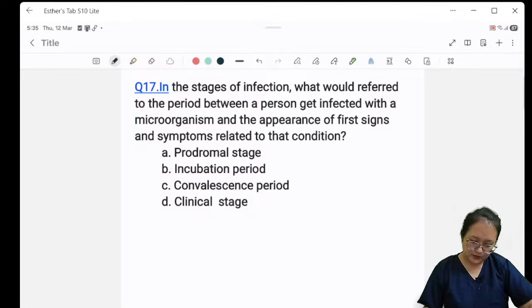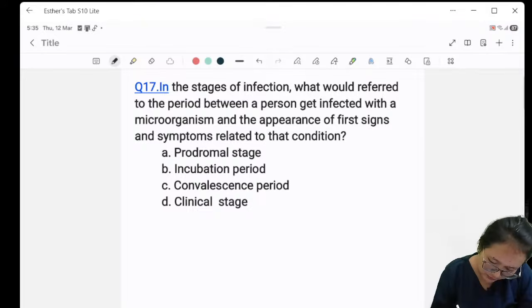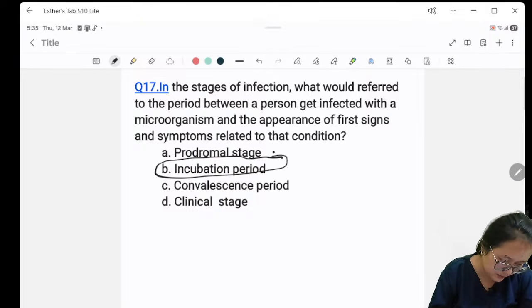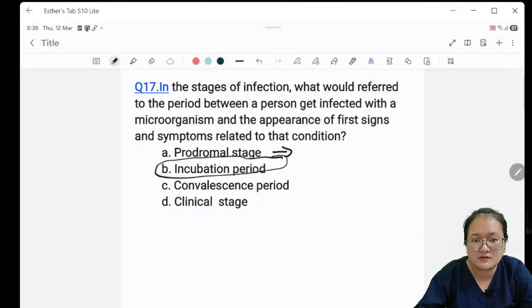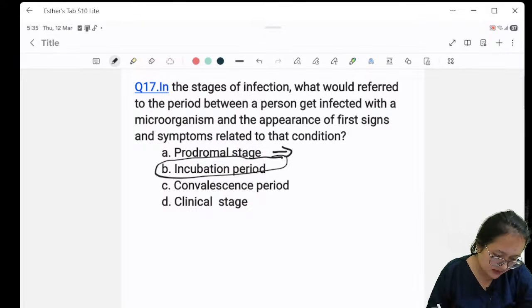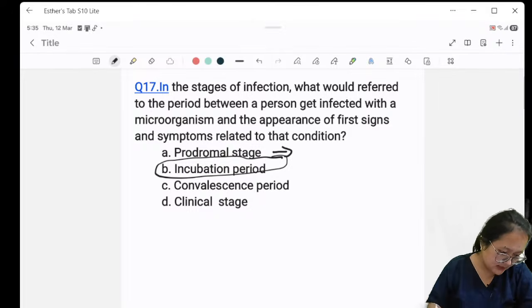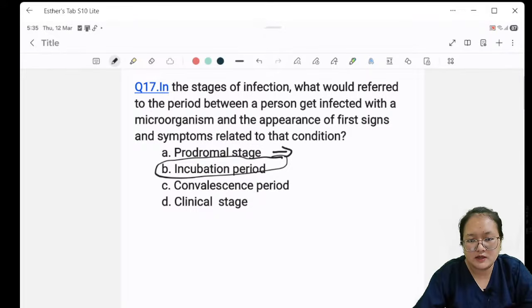So coming to question 17, according to the question, B is the right answer. Prodromal stage is the second stage, where the signs and symptoms start to appear in a mild form. Convalescence period is the period when the person has already recovered. And clinical stage is where the signs and symptoms specific to the disease start appearing.